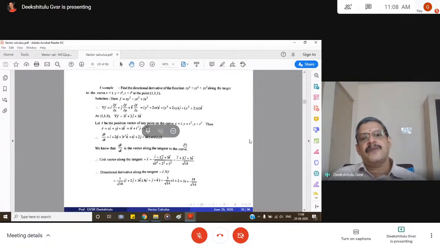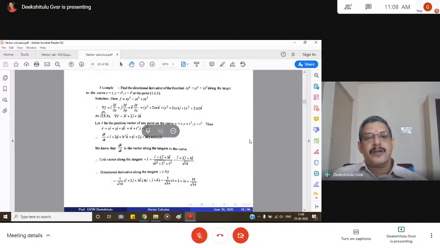Find the directional derivative of the function xy² + yz² + zx² along the tangent to the curve x = t, y = t², z = t³ at the point (1, 1, 1). These problems they never give you directly, they put some condition. In the earlier problem it was the vector joining two points; here it is the directional derivative along the tangent to some other curve. Be very clear, read the problem very clearly.